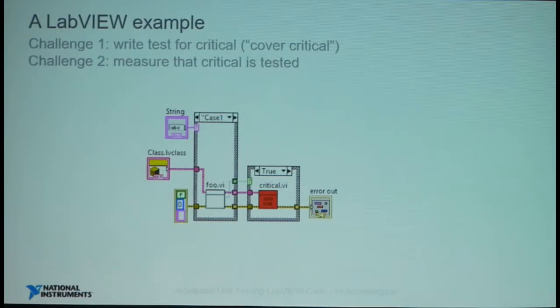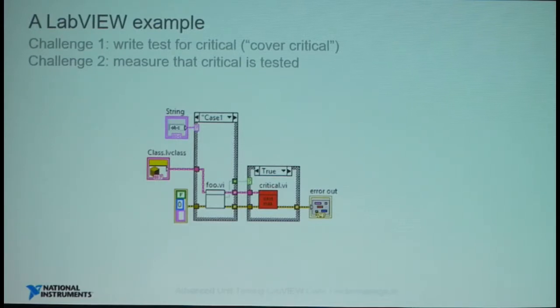So we have two challenges here. The one challenge is to write a test, so come up with inputs. The three inputs are again a string, an object, and an error cluster, so that you actually execute the critical VI. Okay. So this is manual labor, not always. I mean, there are techniques that this can be optimized. We are at an NI conference, and for LabVIEW there is no automation for that yet. So coming up with these inputs is manual labor.